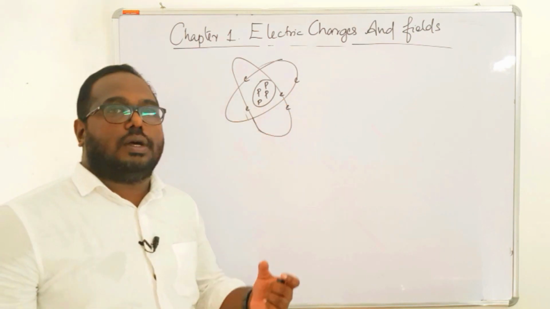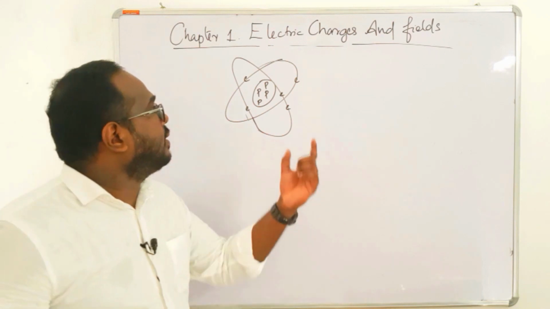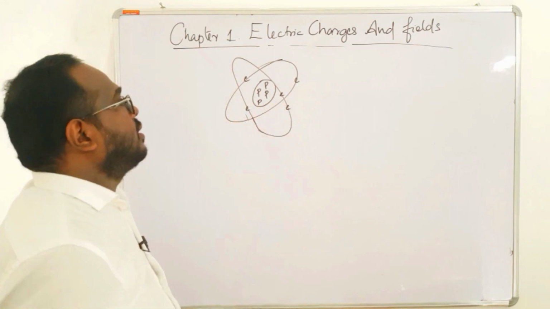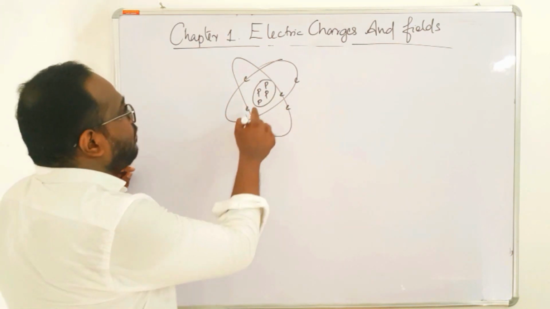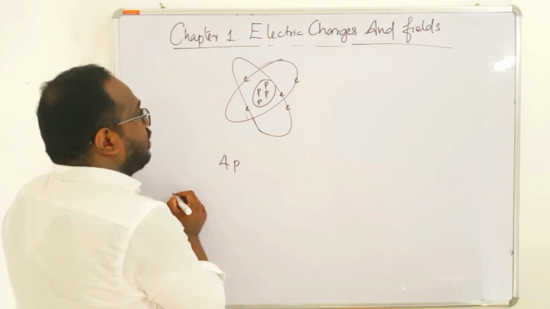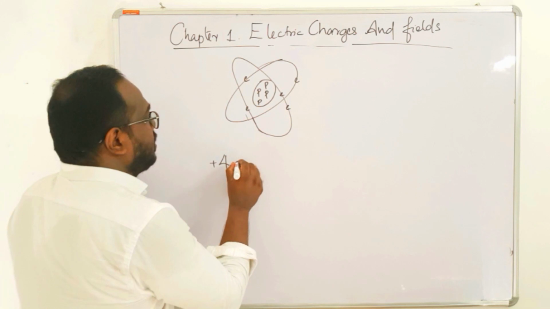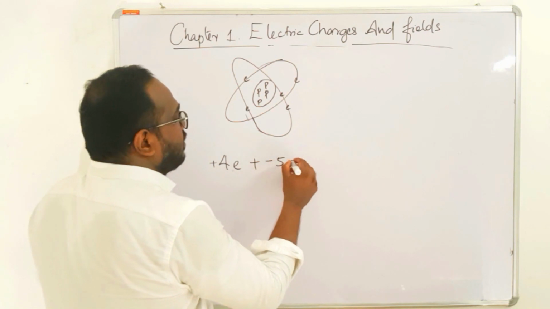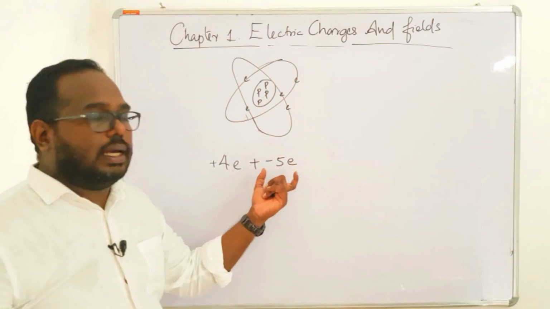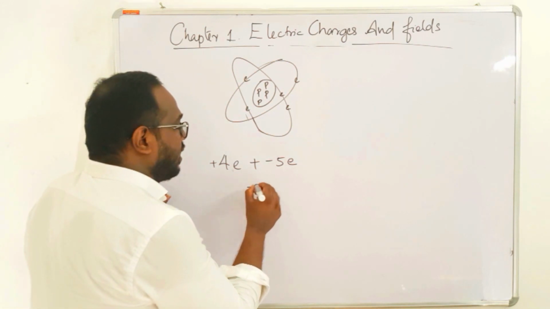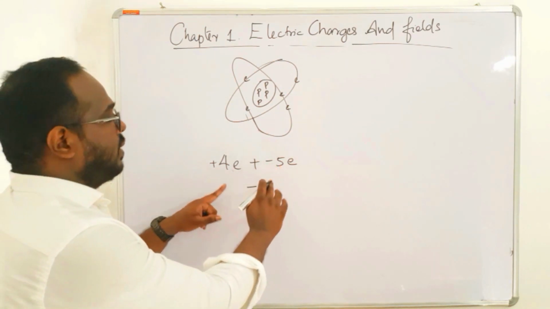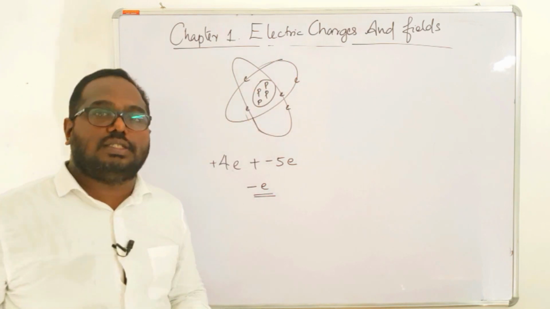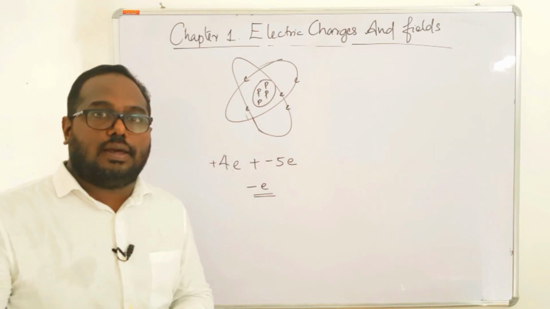Look at this, add 1 electron by any method, I will teach you the method later. If you are able to add 1 electron here, what happens? The balance of the atom changes. Now look at this: 4 protons, that is plus 4E. Then 5 electrons, minus 5E. The net charge will become minus E, plus 4 minus 5. So now it is negatively charged, because there is an excess of electrons.